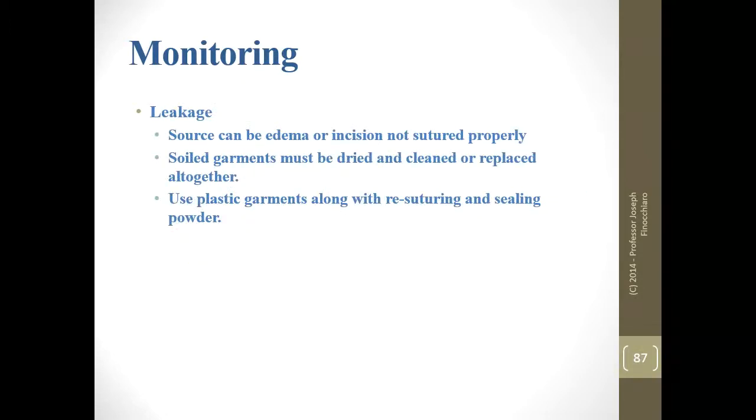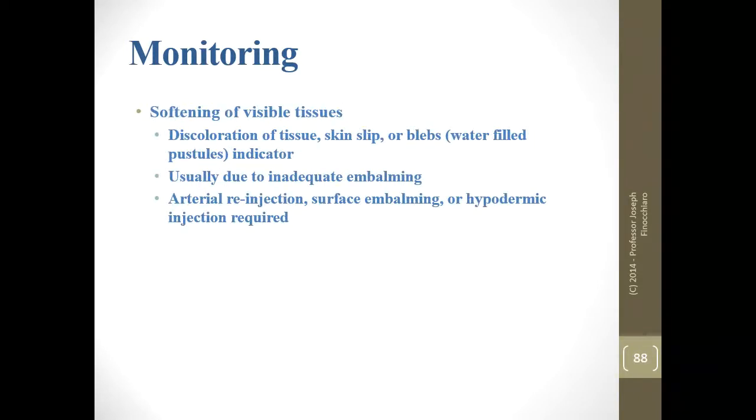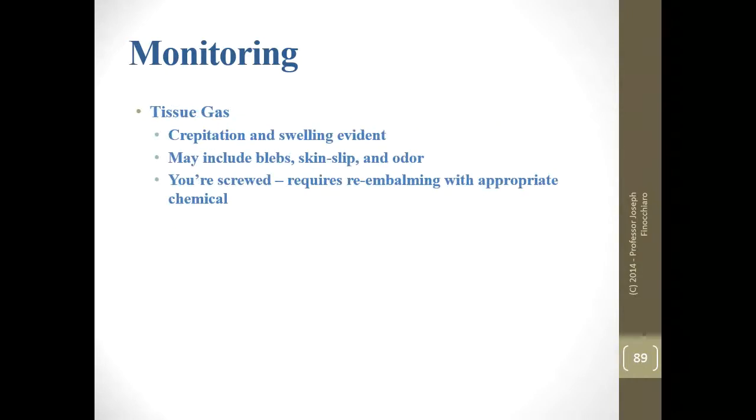Leakage. Source can be edema or incision not sutured properly. Soiled garments must be dried and cleaned or replaced altogether, which is why you should be using plastic garments along with resuturing and sealing powder to prevent garments from getting trashed to begin with. Softening of visible tissues. Well, discoloration of tissue, skin slips, or water-filled pustules or blebs are indicators that things are starting to go south on you. Usually it's because you didn't do the embalming right. So get back in there, re-inject arterially, re-inject sectionally if you need to, go in with the hypodermic needle, surface pack, whatever it takes to fix it.